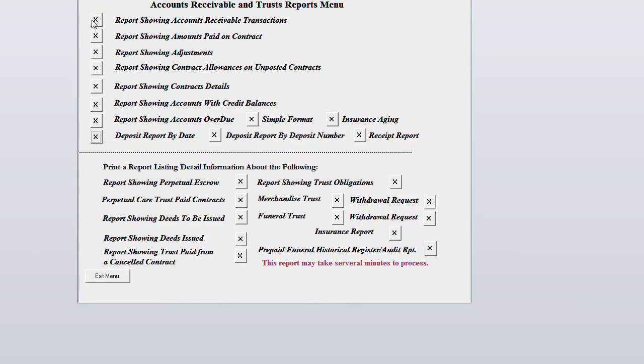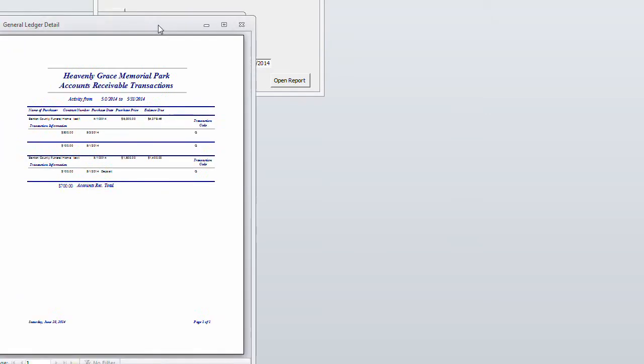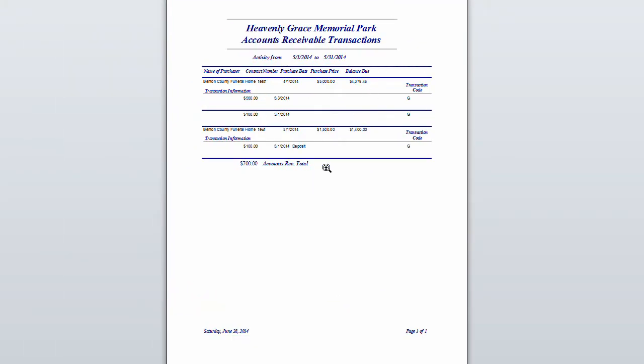Now, I also want to show you some receivables. Let's do from May. Okay, let me pull this over so you can see it. Let me see if I can maximize it for you. Here are some payments that were made. I had 2 payments made in that month range of May.